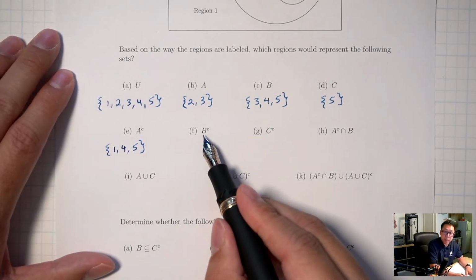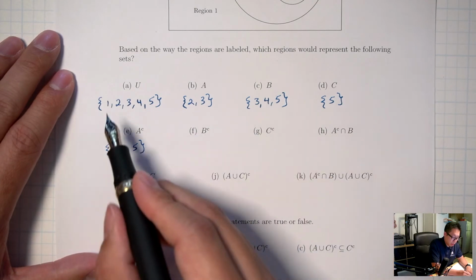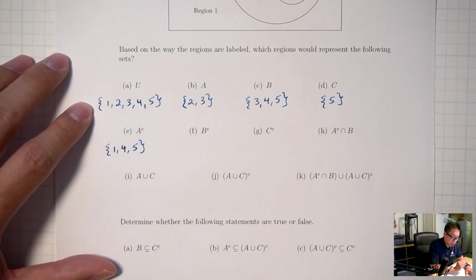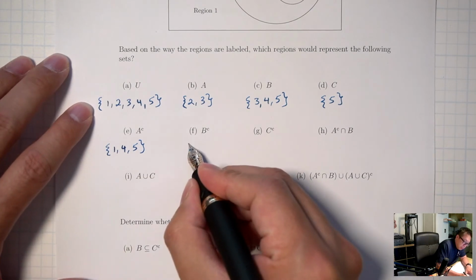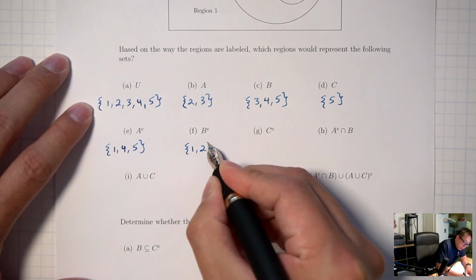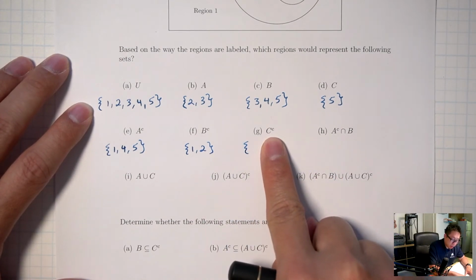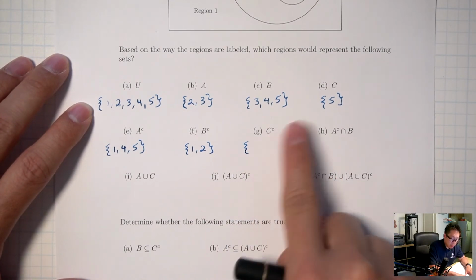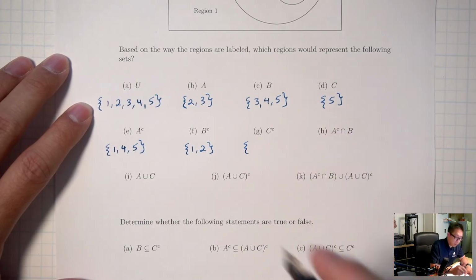Next is B complement. So what numbers are not in B? Go through your universal set. What numbers are not in B? 1 and 2. Next is C complement. So what numbers are not in C? Looks like it's 1, 2, 3, and 4.